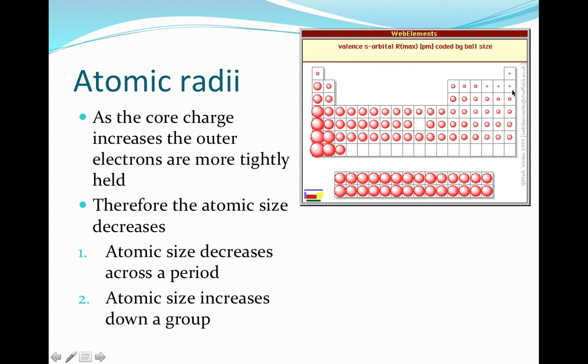As you go down a group, the core charge stays the same, but the atomic radius gets bigger. That's because we're adding another shell each time. When we add another shell, it's going to increase the size of the atom. And that happens in every single group as we go down it. One more shell, bigger atoms. Notice amongst your transition elements, there's nowhere near as much change in size as there is, say, amongst your group 1 elements.